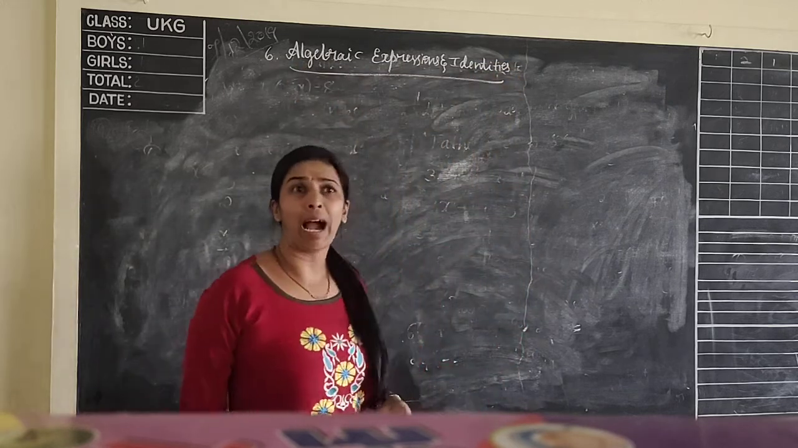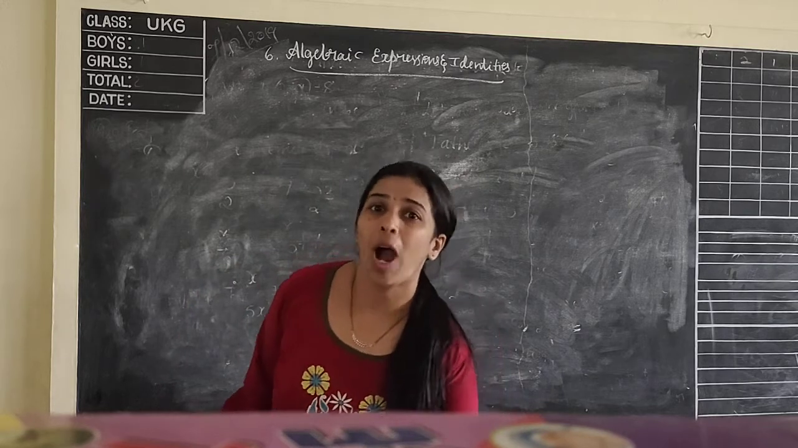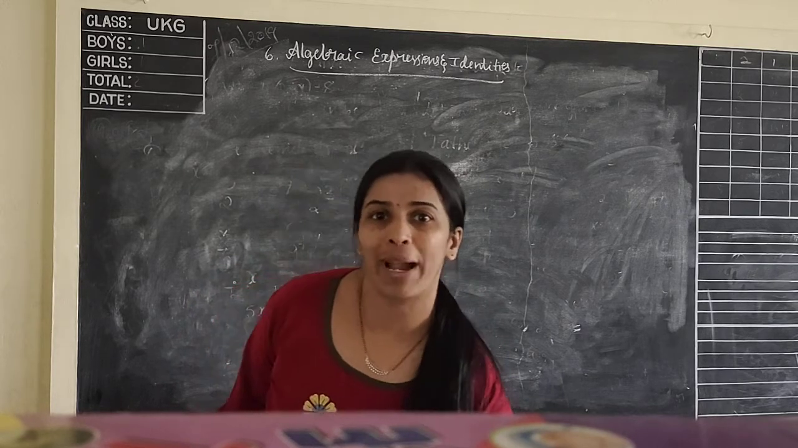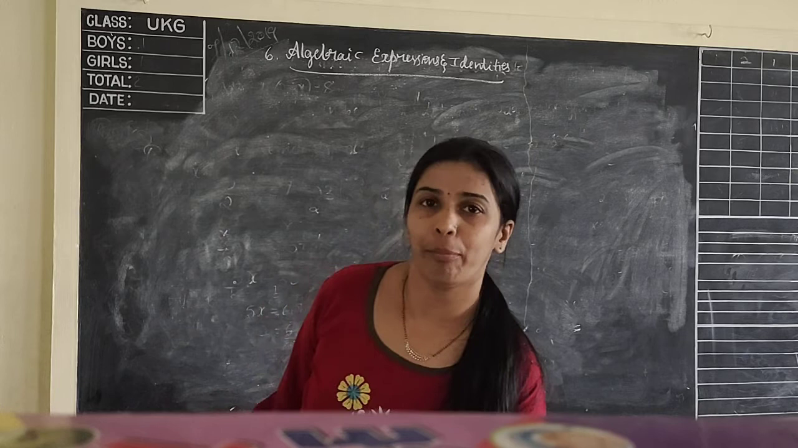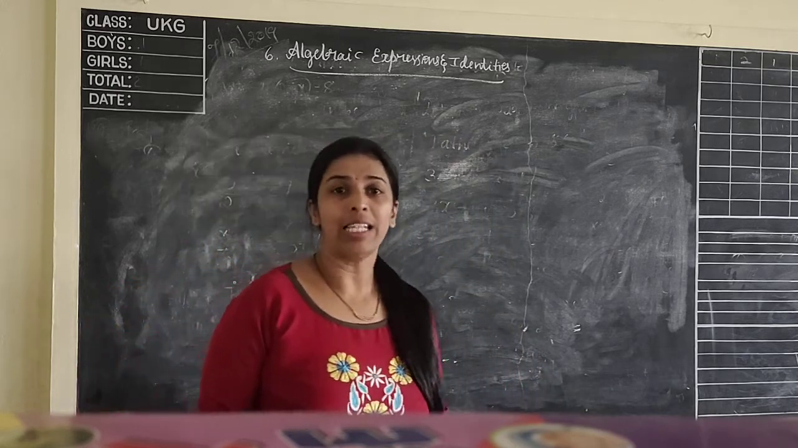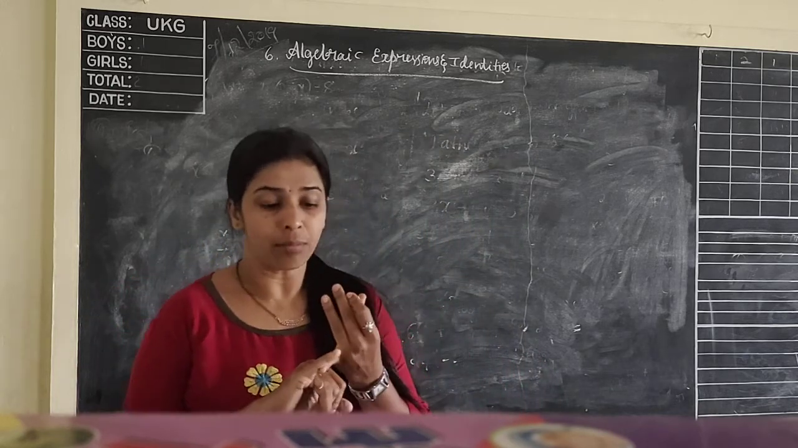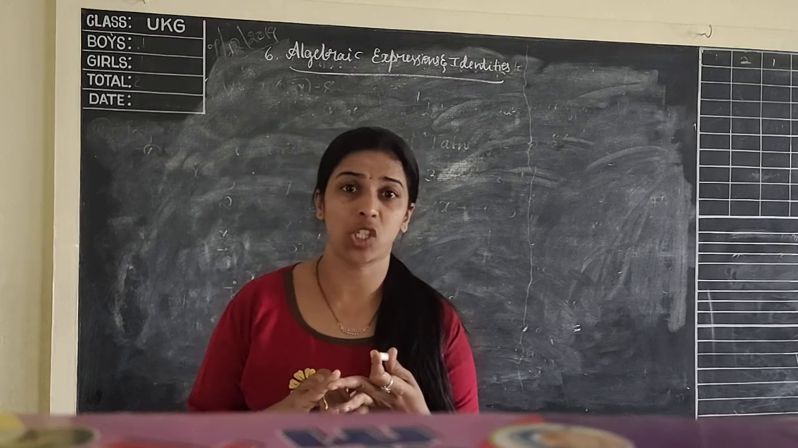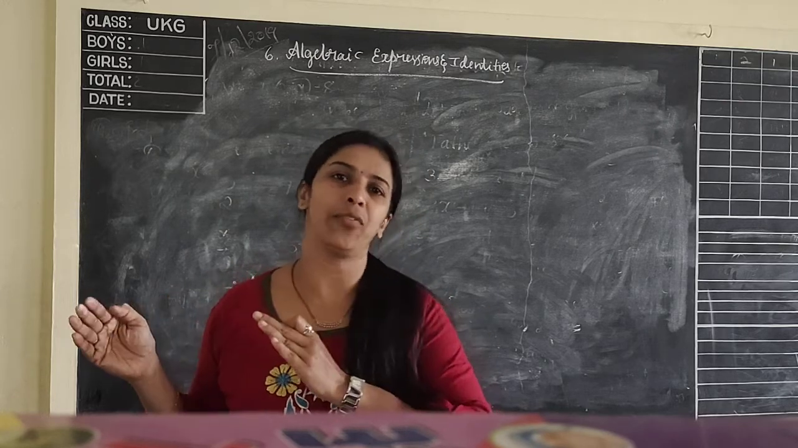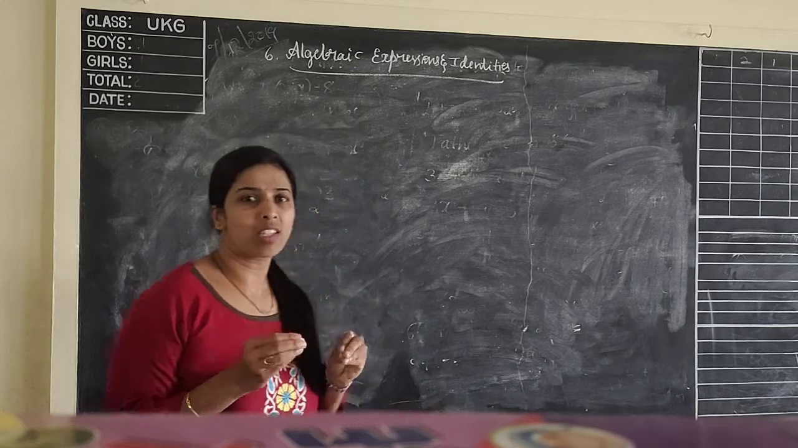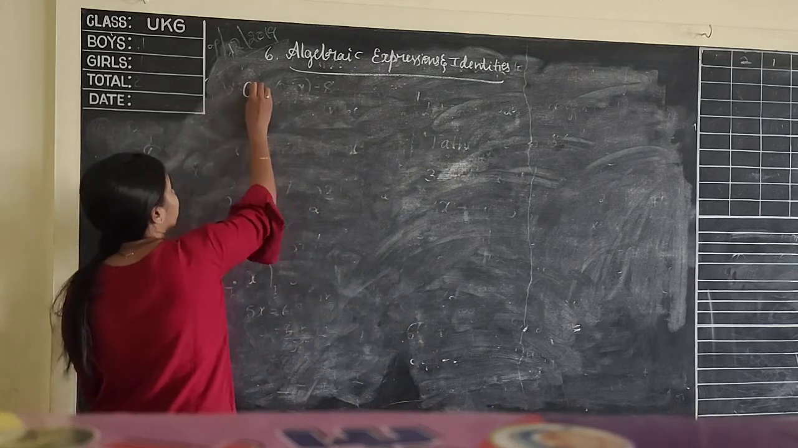So what is meant by algebra? As we know, algebra is a part of mathematics. Algebra contains terms, factors, expressions, coefficients, like this. Different terms are there. Suppose first coming is a constant.